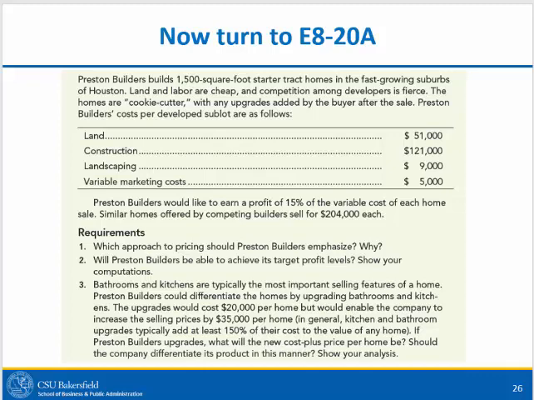Show your computations. And the third one is, bathrooms and kitchens are typically the most important selling features of a home, and the Preston builders could differentiate the homes by upgrading bathrooms and kitchens. The upgrades would cost 20,000 per home, but it would enable the company to increase the selling prices by 35,000 per home. In general, kitchen and bathroom upgrades typically add at least 150% of their cost to the value of any home. If Preston builders upgrades, what will the new cost-plus price per home be? Should the company differentiate its product in this manner? And show your analysis.